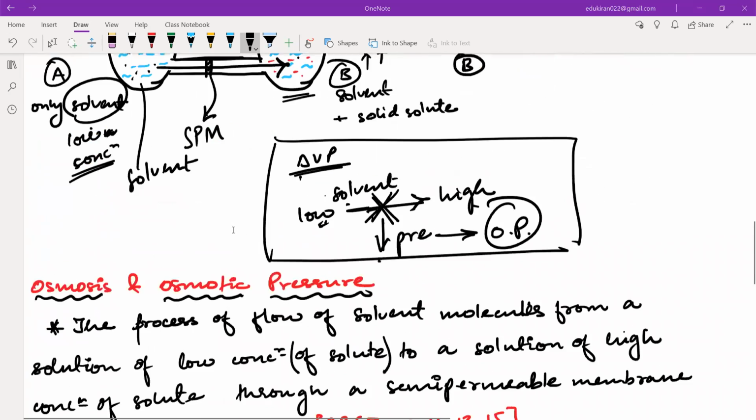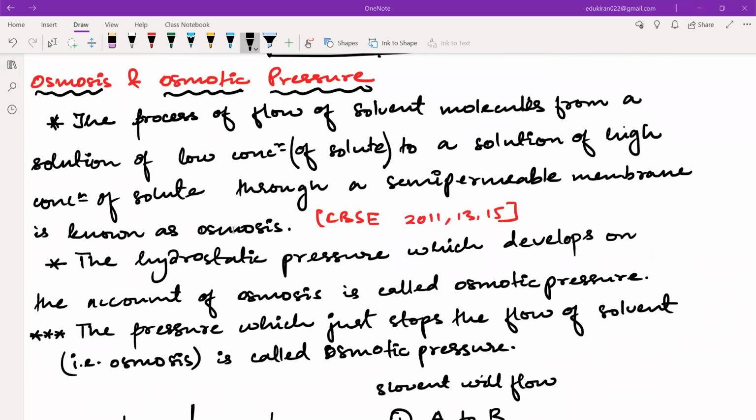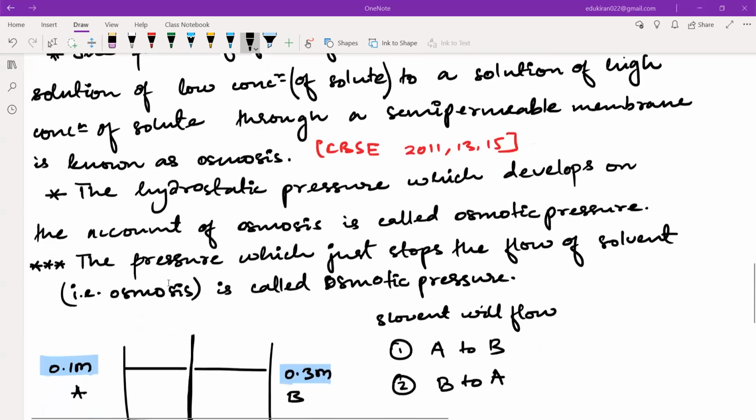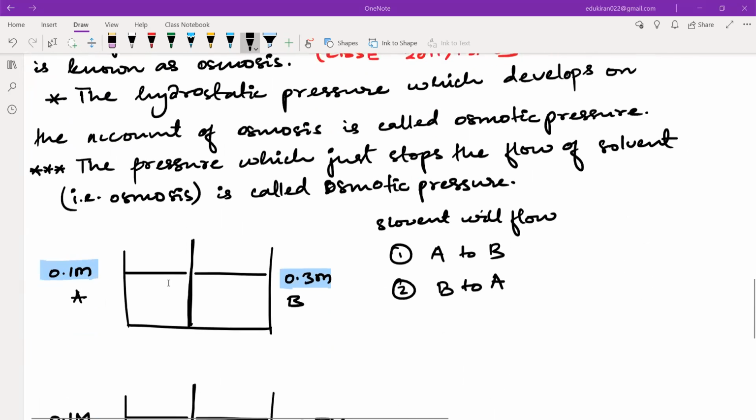Please read here. The process of flow of solvent molecules from a solution of low concentration. And what did you write in the chat? Yes, sir. Where is your mind? Sit properly and focus.